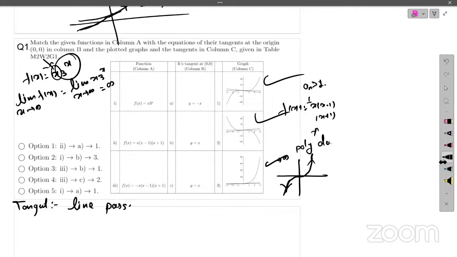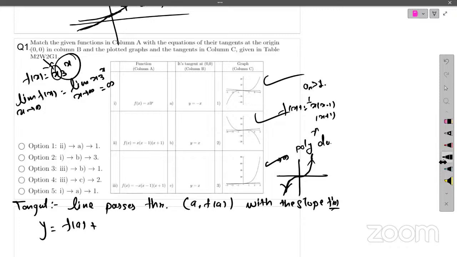which passes through the point A comma f of A. So I'm talking about the tangent at this point. A tangent at this point is nothing but a line that passes through A comma f of A with the slope f dash of A, correct? So we know that if we have a slope and a point, then we can easily formulate the equation of the line. So the equation of the line will be y is equal to f of A plus f dash of A into x minus A. This is the well-known equation of a tangent.